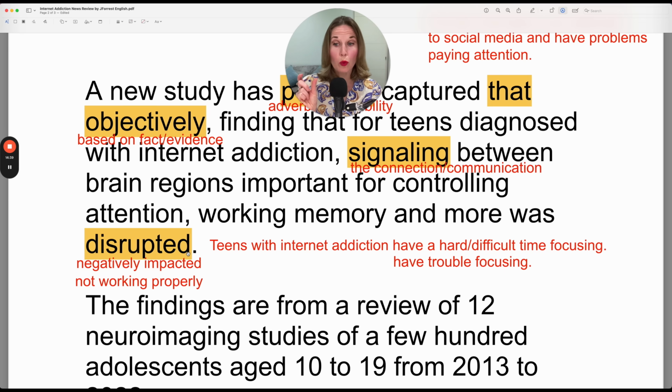And here, disrupted, you can think of it as negatively impacted or simply not working properly. Now, said another way, teens with internet addiction have a hard time or have a difficult time focusing. So what do you notice here? You need the verb and ing.